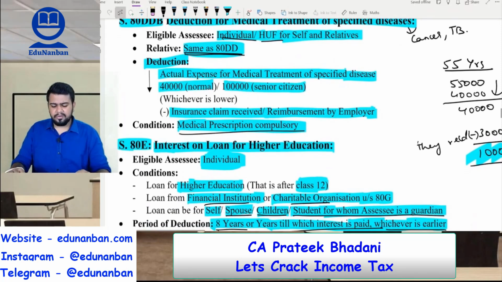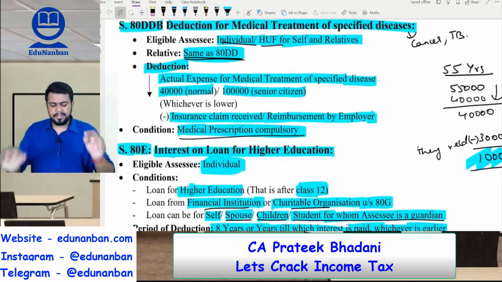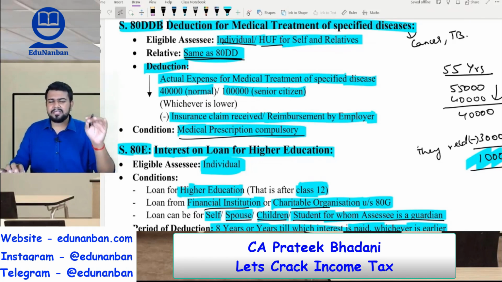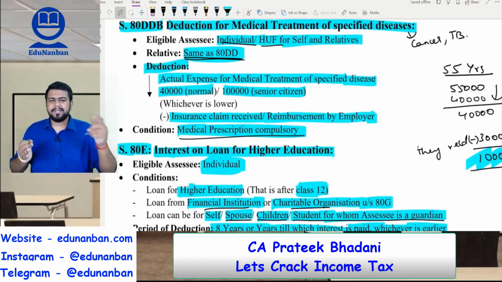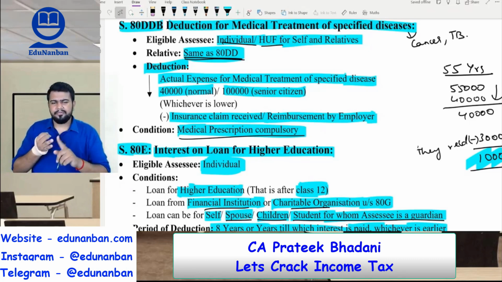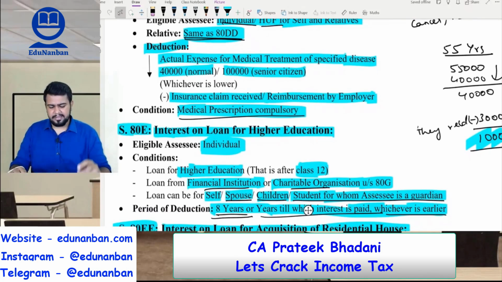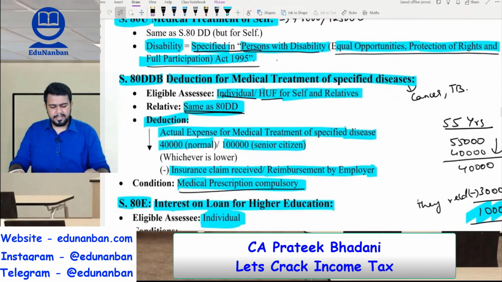What is the deduction allowed? Deduction allowed is actual expense incurred for medical treatment, or 40,000 in case of a normal citizen or 1 lakh in case of a senior citizen, whichever is lower. From this lower amount you should reduce any insurance claim that is received or any reimbursement received from the employer. The balance amount will be allowed as deduction. One more condition, a medical prescription is compulsory for the disease.